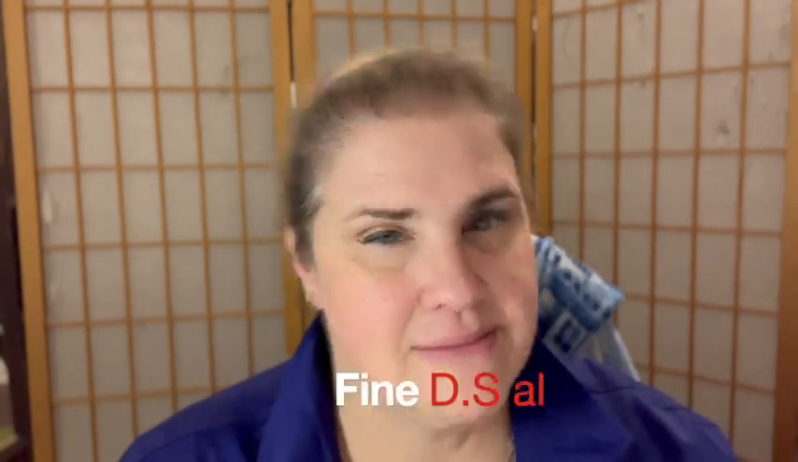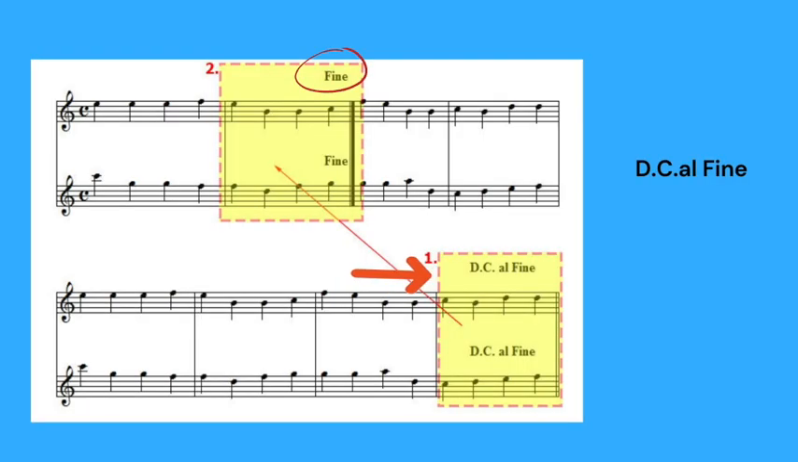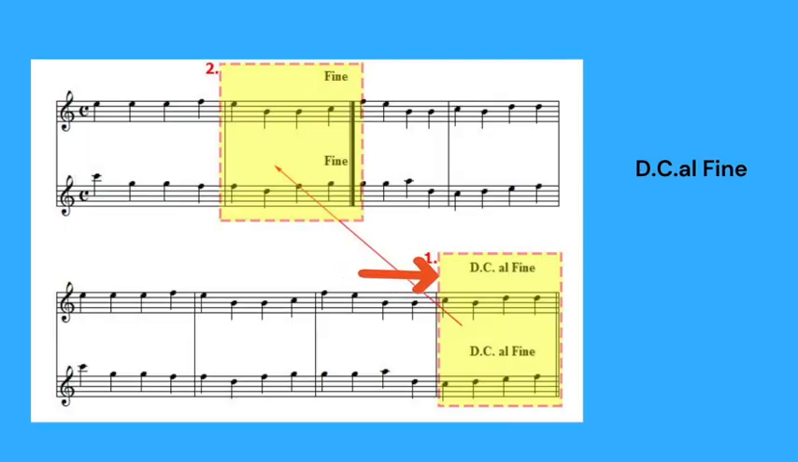da capo al fine. There's that Italian. All right, da capo al fine means to repeat back to the start of the piece. And al fine means after repeating back, you play to the fine mark, and the fine mark will literally be labeled by the word fine or fine.